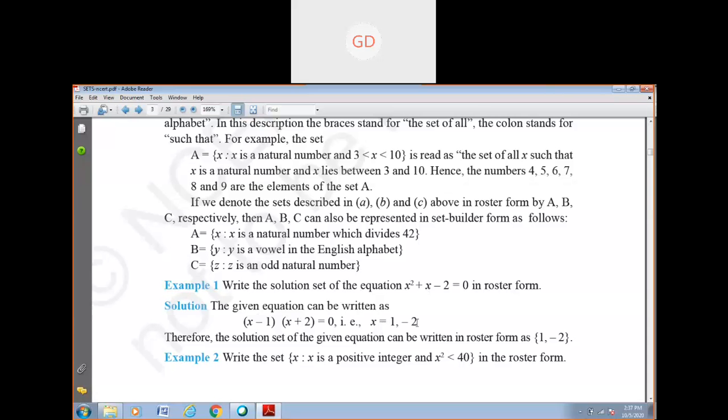This equation is solved here. The two values are 1 and minus 2. So the solution of this equation is 1 and minus 2, and it is simply written within second brackets: 1 comma minus 2. So that's all about its solution set in roster form.